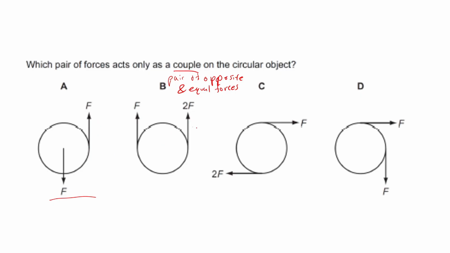For B, these are not of the same magnitude, so it's not B. The same problem exists for C, so that's not right. And for D, these are not actually in opposite directions, because you can see that F here is going clockwise and this F is also going clockwise. So they are going in the same direction, so it is not D. Thus our final answer is A.